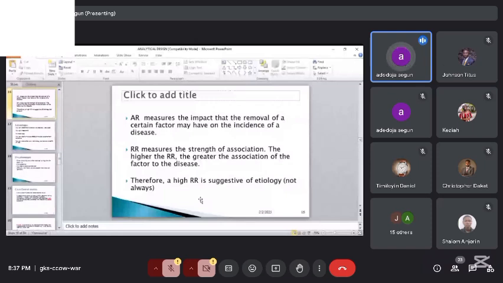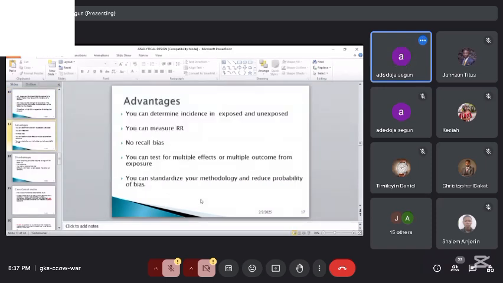But for the relative risk, we are trying to see the level of association between the exposure itself and the outcome. So relative risk measures the strength of association. The higher the relative risk, the greater the association of the factor to the disease. Therefore, a high relative risk is suggestive of etiology, but not always.